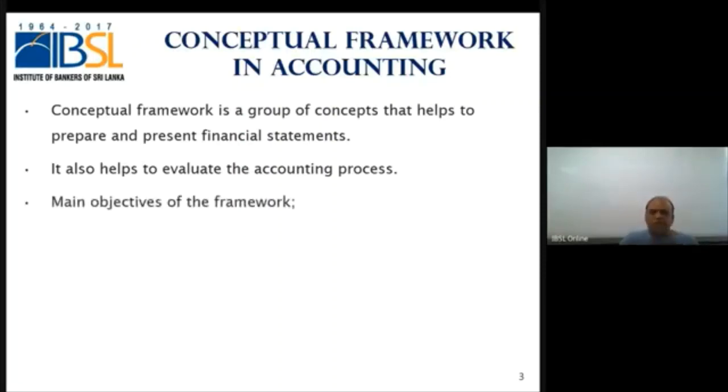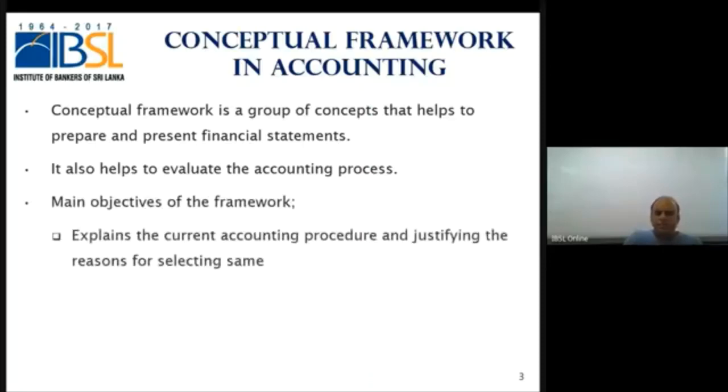So the main objective of this framework is where it explains the current accounting procedure that the company is adopting and justifying the reasons for selecting same. Okay, so as we go on, we will learn what this accounting procedure is and so on. So you will have to spell out the procedure that you have adopted to prepare your financial statements. And you have to also provide justifications for selecting same.